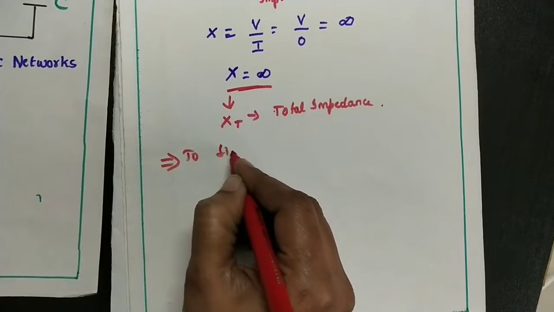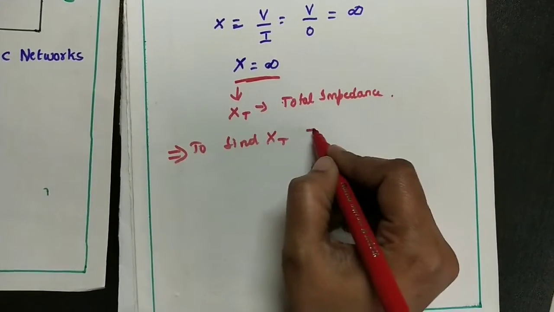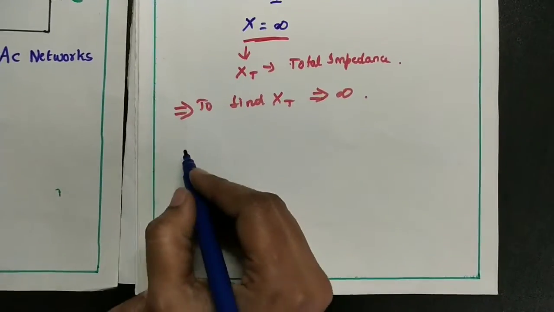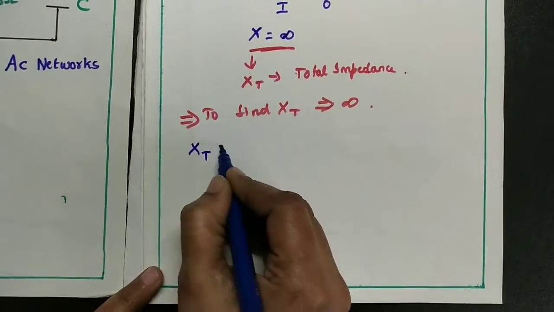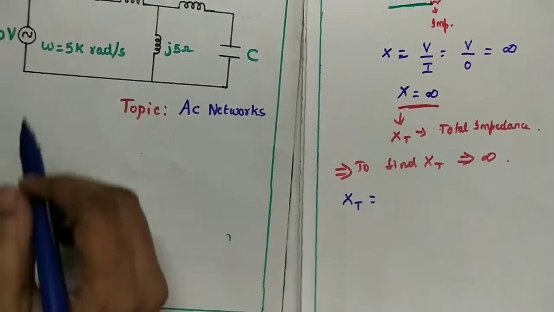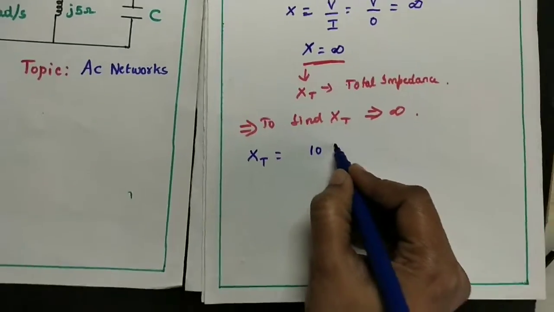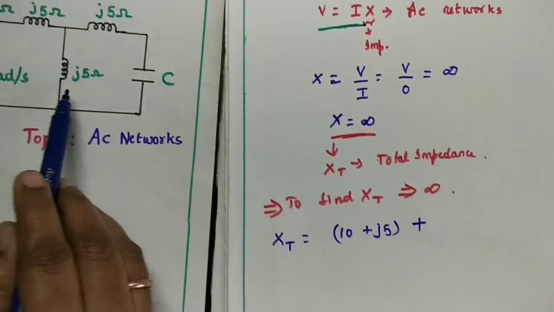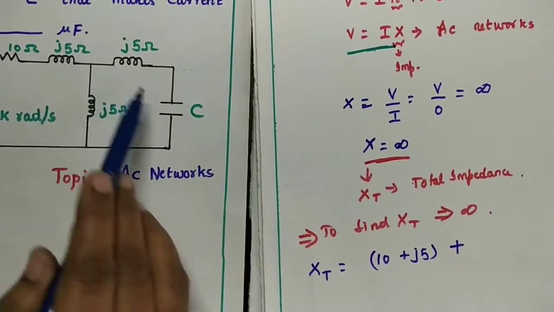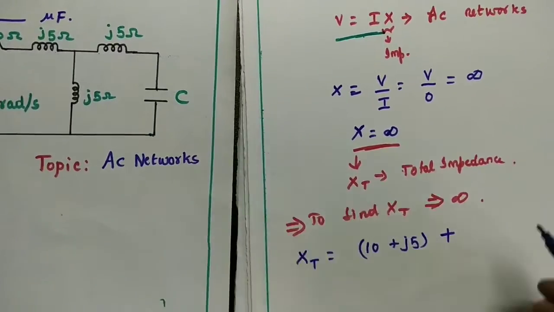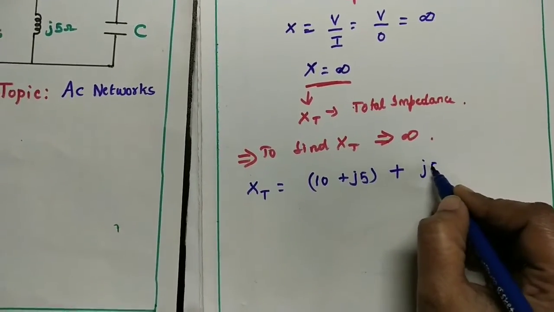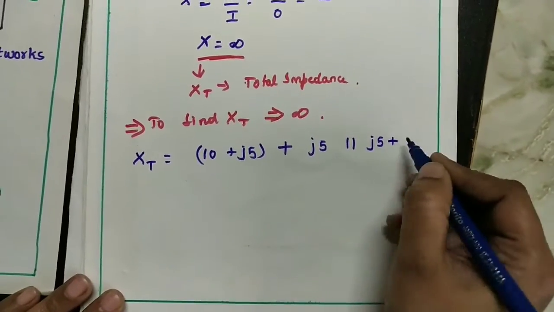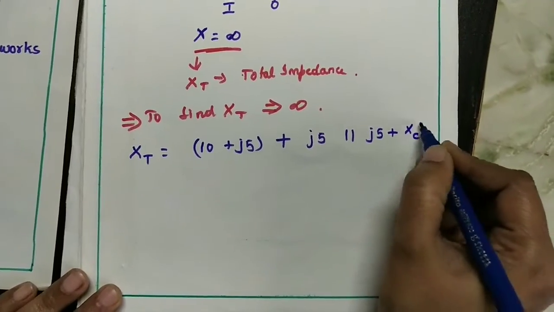To find XT and then equate it to infinity, that is what we are going to do. Now XT, the total impedance, equals 10 ohms plus j5. Here in this loop, this j5 is in parallel with the series connection of inductance and capacitance, so j5 in parallel with j5 plus the capacitive reactance XC.